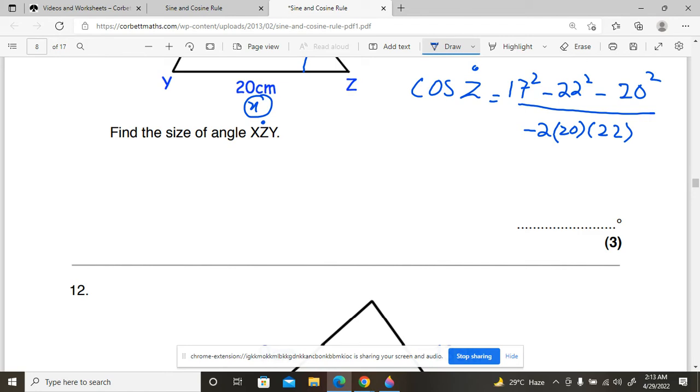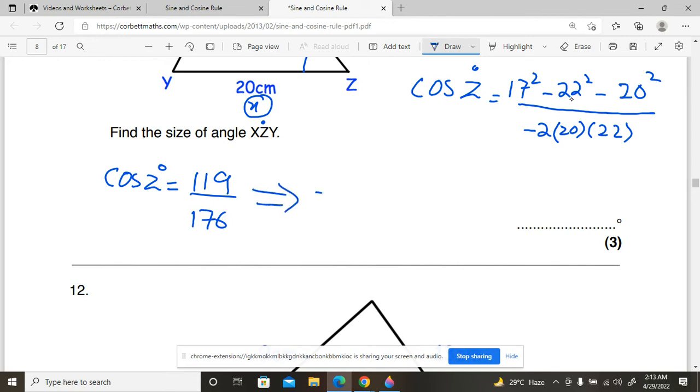Write 17 square minus 22 square minus 20 square, then minus 2 bracket 20 bracket close, then bracket 22 bracket close, equals. On my calculator screen, I got the answer that cos z is equal to 119 divided by 176. In the last video, we were not interested in cos z.